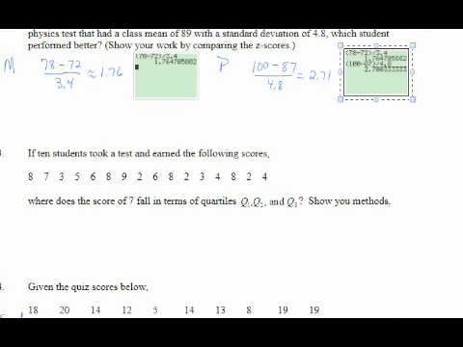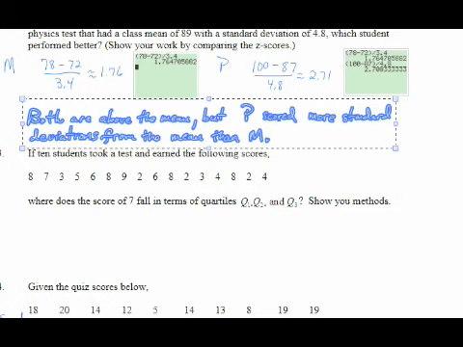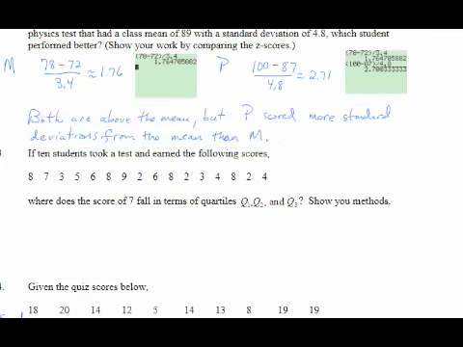Notice for the second score I get 100 minus 87 over 4.8, which is 2.71. And therefore, even though the scores were on different tests, I have this comparison and I could see P scored better than M because although both were above the mean, P was more standard deviations from the mean than M.